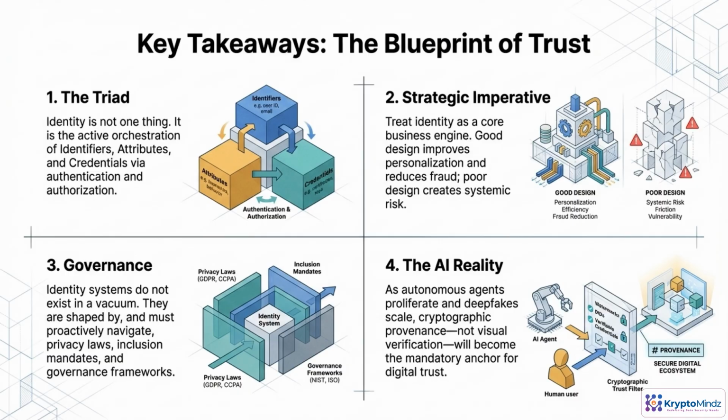To wrap up, identity is an orchestration of identifiers, attributes, and credentials, enforced through authentication and authorization. When you treat identity as a core business engine, you unlock personalization and fraud reduction. When you don't, you create systemic risk. Governance, regulation, and inclusion shape every design choice. And in the AI era, cryptographic provenance becomes the anchor of trust that keeps digital interactions reliable at scale.